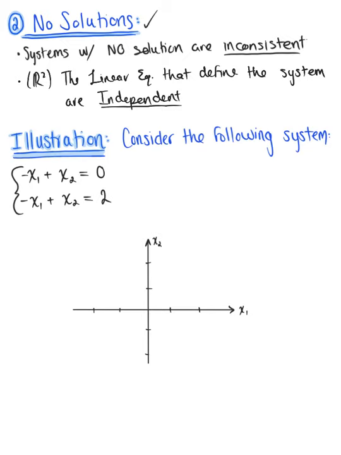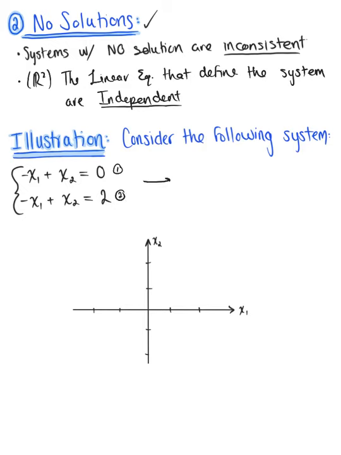So let's look at an illustration of this in R2. Here we are given this beautiful system: minus x sub 1 plus x sub 2 equals 0. So there is equation number 1. And our second equation is minus x sub 1 plus x sub 2 equals 2.